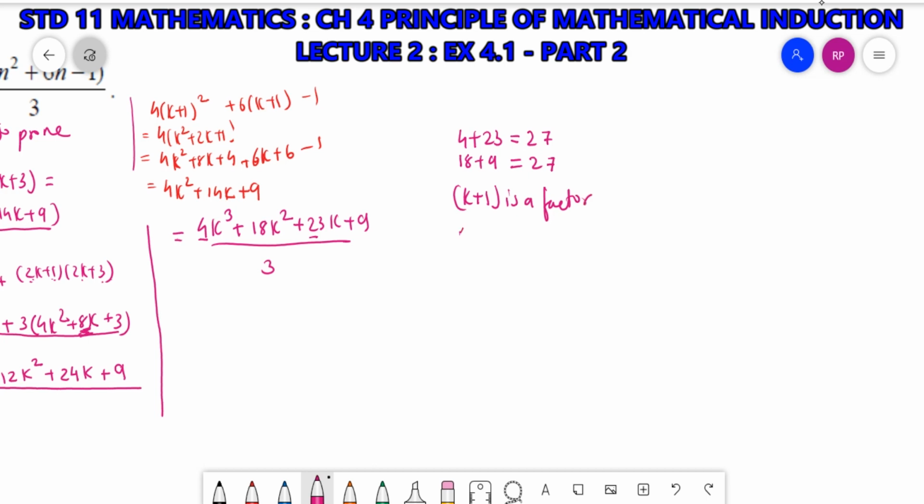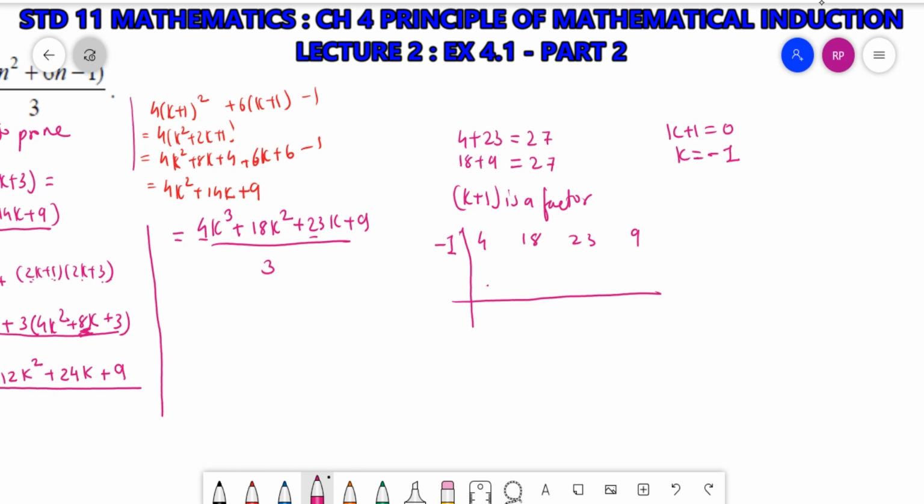So how do we factorize it? In this way. Write down the coefficients 4, 18, 23 and 9. Clear? Now k plus 1 is a factor, that means we take k plus 1 equal to 0, so k equals minus 1. So here I will put minus 1.